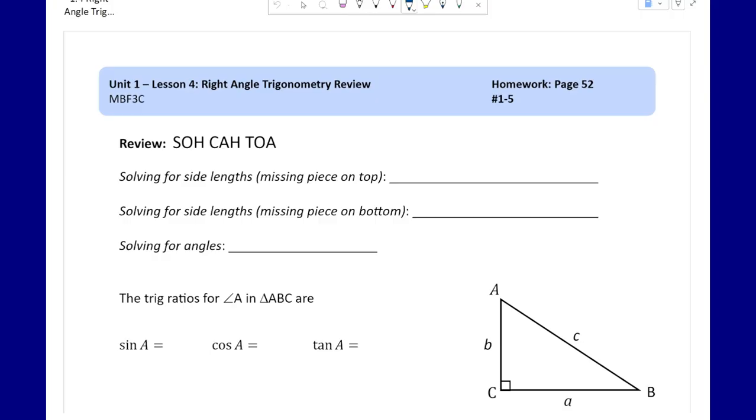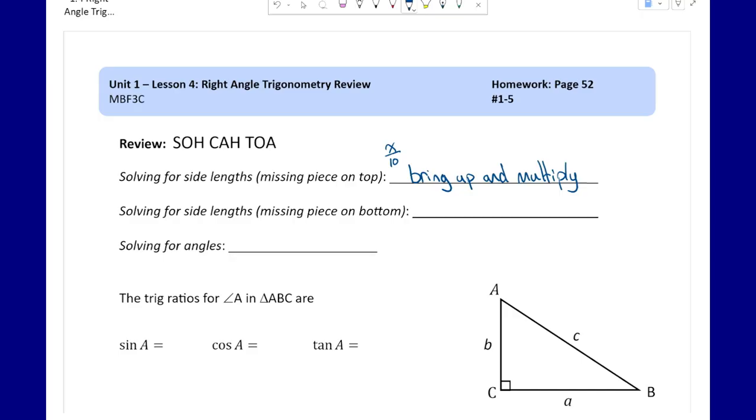We did talk about finding side lengths and solving for angles, and there were a couple of different scenarios that we came across. If we have the missing piece on top when we're trying to find a side length, that would look something like x over 10. That's what we mean by the missing piece on top. The shortcut of what we have to do is bring up and multiply.